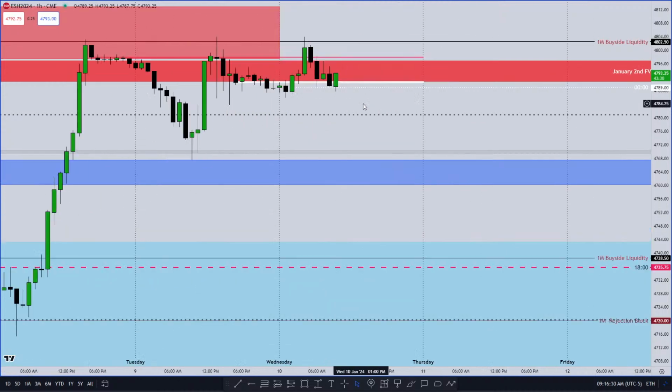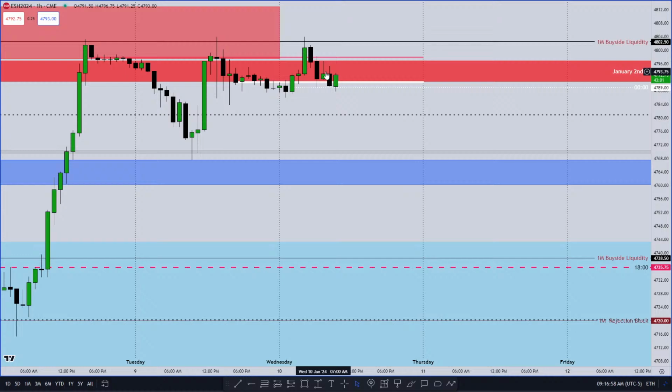So, just real quick, that daily January 2nd fair value gap SIBI transposed to the hourly. I like that. This is the new day opening gap, and this is also the new day opening gap. This is from Monday into Tuesday, and this is Tuesday into Wednesday. So you can see we're kind of working inside of that range. We have been for a couple hourly candles.